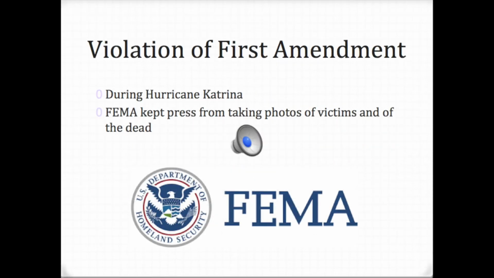An example of a violation of the First Amendment can be most clearly seen during Hurricane Katrina. FEMA went to great lengths to ensure that the press could not take pictures of the damage and victims of this natural disaster. This directly violates the idea of freedom of the press. This poses the question: to protect the privacy of the dead and injured, should constitutional rights be suspended during disasters?